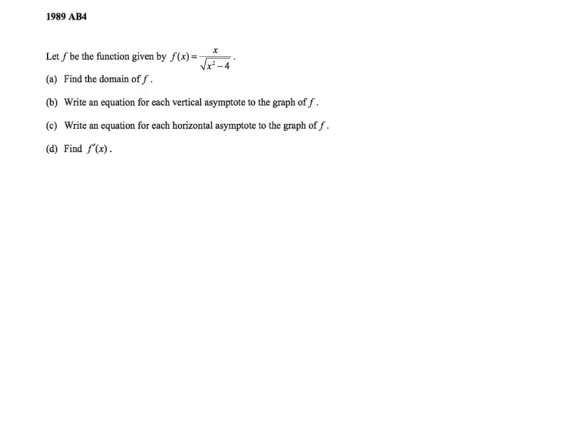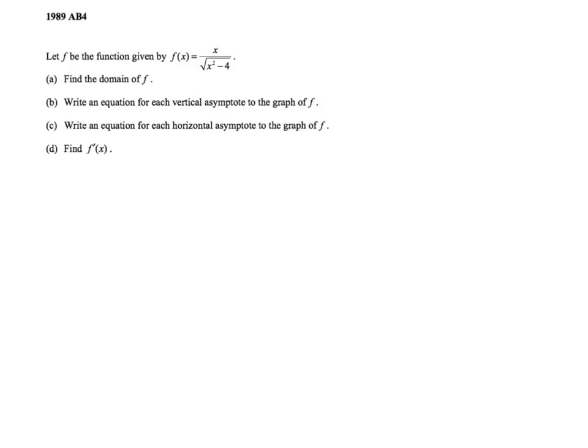Alright, this is free response 1989 AB4. So let's go ahead and take a look at the problem. It says let f be the function given by f of x is equal to x over the square root of x squared minus 4. And in part A it says find the domain of f.